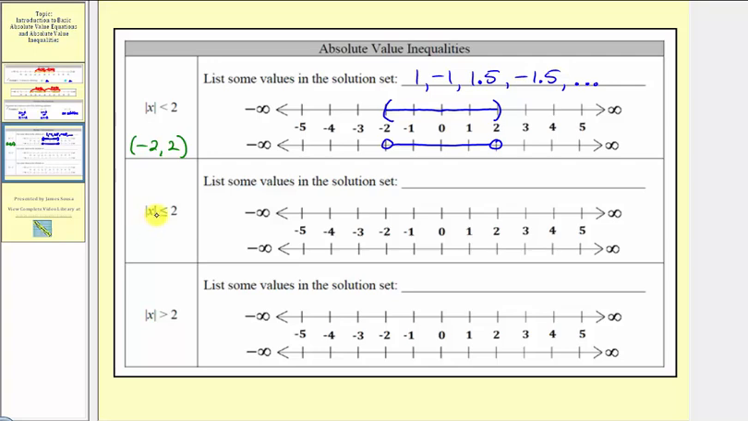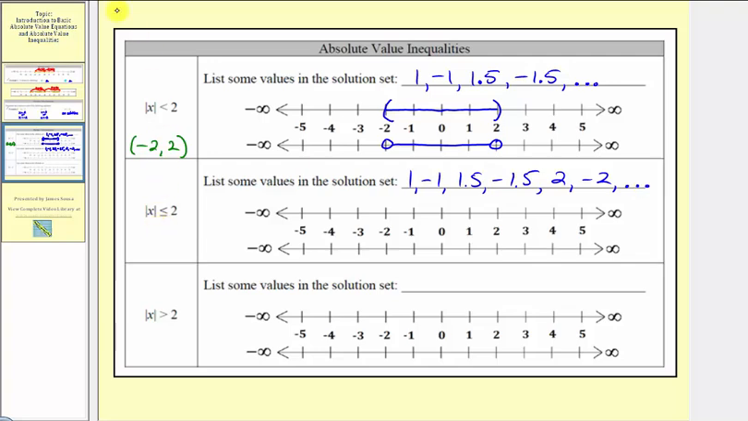Next we have the absolute value of x is less than or equal to 2, which means now we want all the numbers whose distance from 0 is less than or equal to 2 units, which means all the values listed here would also be in the solution set for this inequality: 1, negative 1, 1.5, negative 1.5. But because of the equal part of the inequality symbol, we could also include 2 and negative 2. And of course, this list would continue.